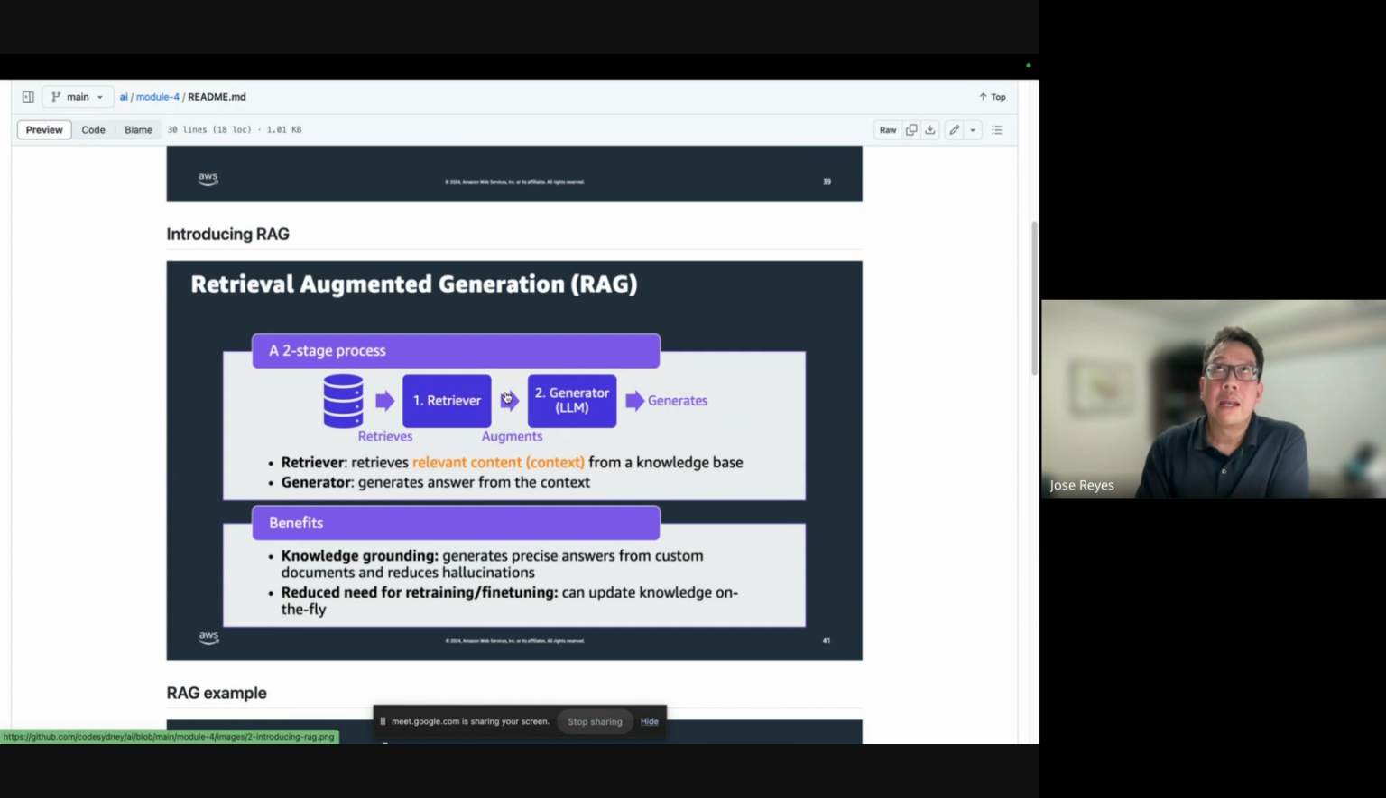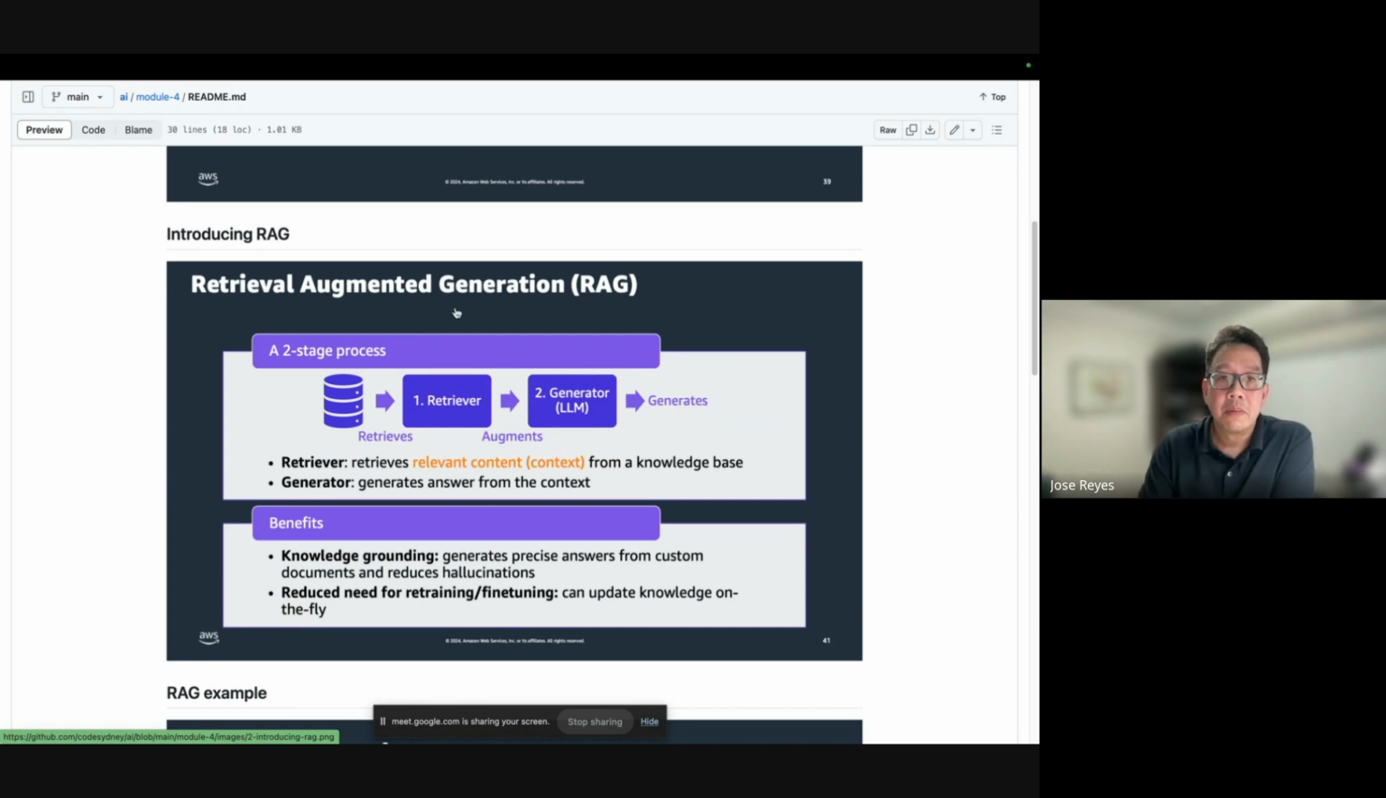Before, when we set up LM Studio, we only had the number 2 box, the generator, which is our LLM, right? From our Llama Index interface, we just sent a question straight to the generator, and then we saw that it hallucinates. Now, with the RAG system, there's a 2-stage process.